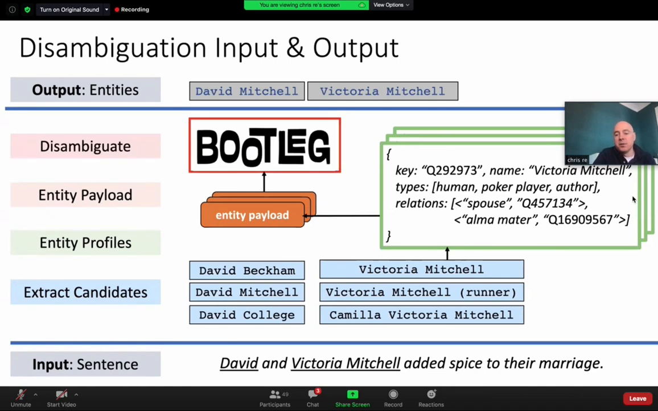And then we're going to put this into Bootleg. Bootleg is the method of doing the entity payload embedding and then doing this little bit of disambiguation. Its goal here is to produce those particular entities. It's an embedding framework with a very simple classifier on top, as you'll see. A very standard, stock way of doing the classifier. The embedding is the thing that's really interesting to me.